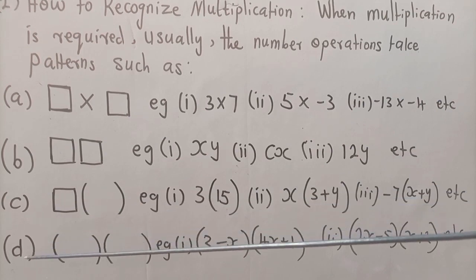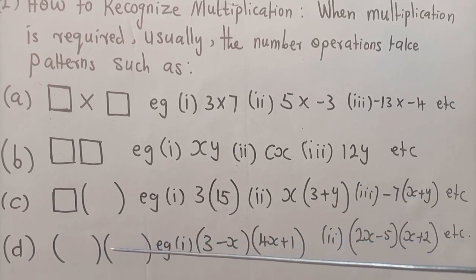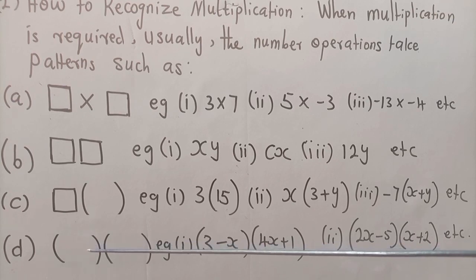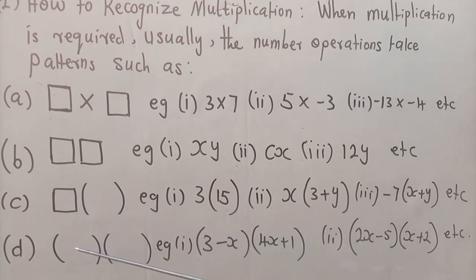The final one is this number d, bracket times bracket. We might even continue to say bracket times bracket times bracket indefinitely, but we can do with just 2 brackets at the moment. Something in this bracket, something else in this bracket. Look at just 2 examples. I have 3 minus x in bracket, then bracket 4x plus 1. It means the content of this bracket multiplying the content of this bracket. This next example says 2x minus 5 bracket x plus 2. It means the content of this bracket multiplying the content of this bracket, and vice versa.